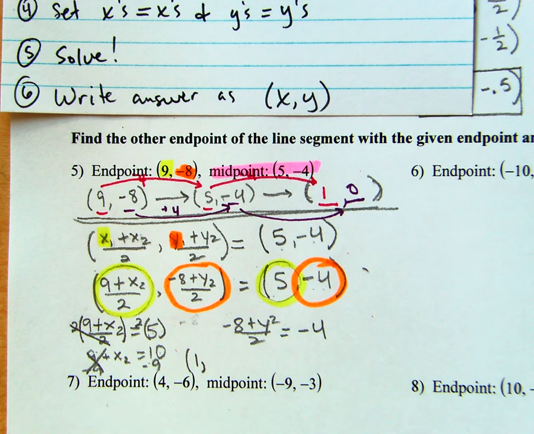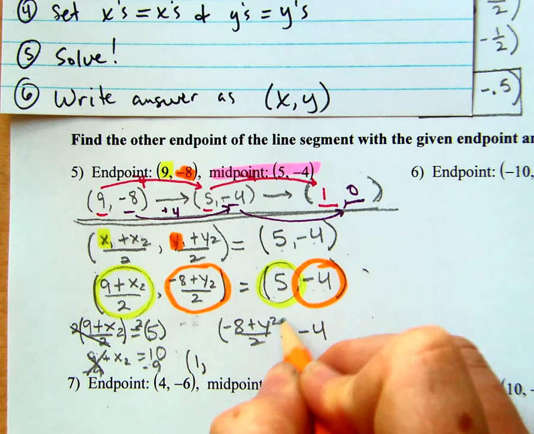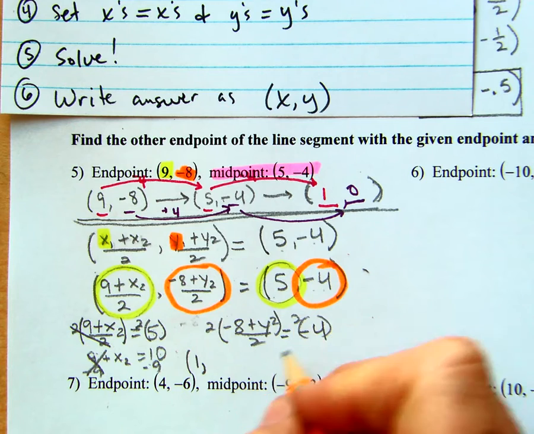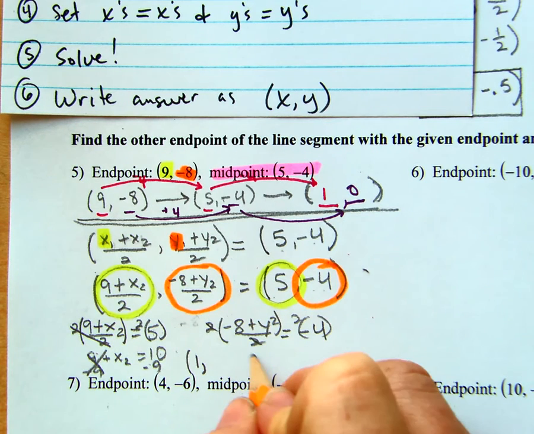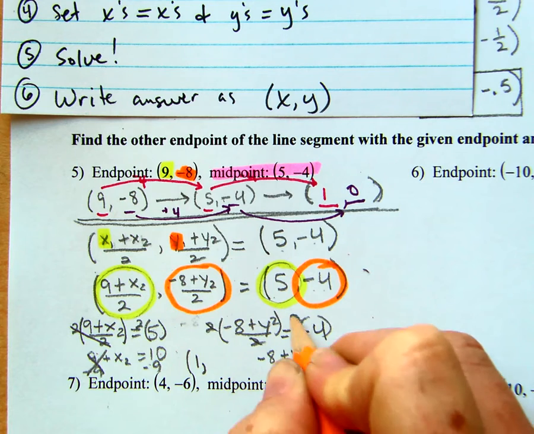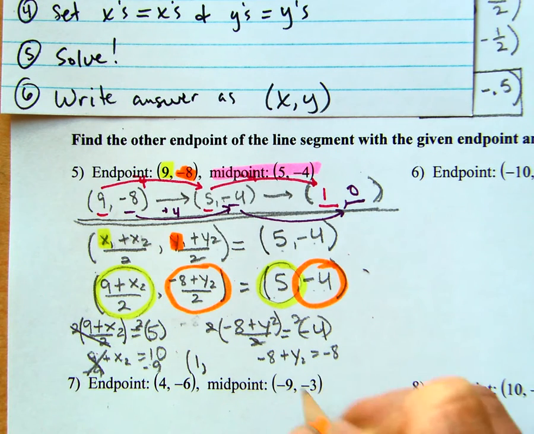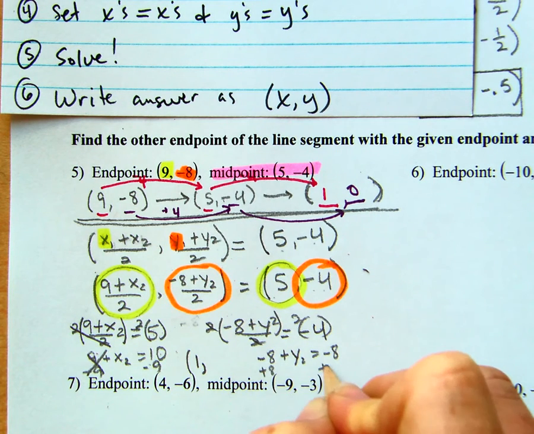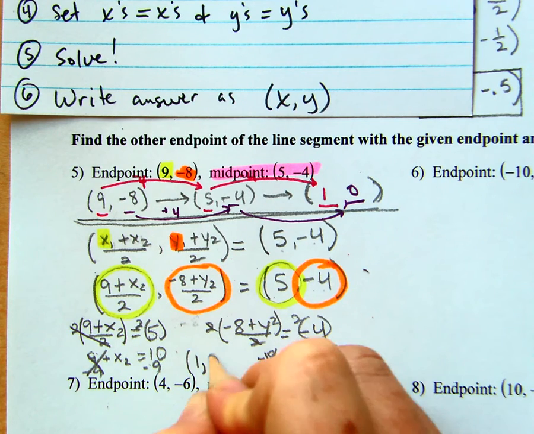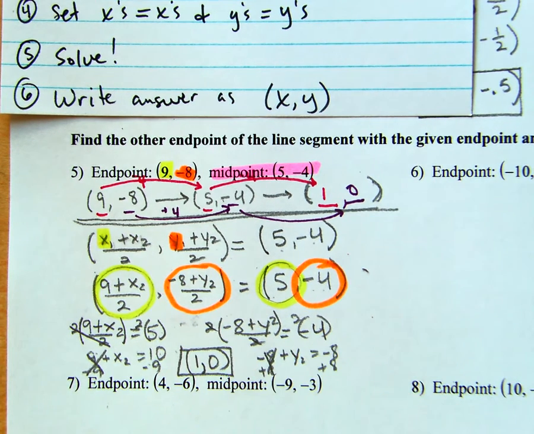And I'll write smaller on the next one so that's not so crazy looking. And then over here, same thing. So I can multiply both sides by 2. 2 divided by 2 is 1. And I end up with negative 8 y sub 2 equals 2 times negative 4, which is negative 8. And then add 8 to both sides, making this 0. And I get y is equal to negative 8 plus 8, which is 0.